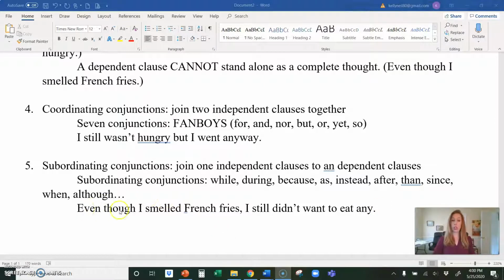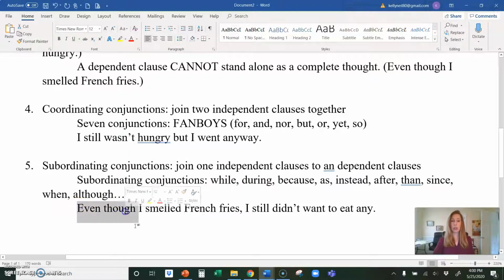Okay, so we just talked about subordinating conjunctions. There's a whole bunch of them. These are some examples. Even though is another example of a subordinating conjunction. So subordinating conjunctions join independent clauses to dependent clauses.